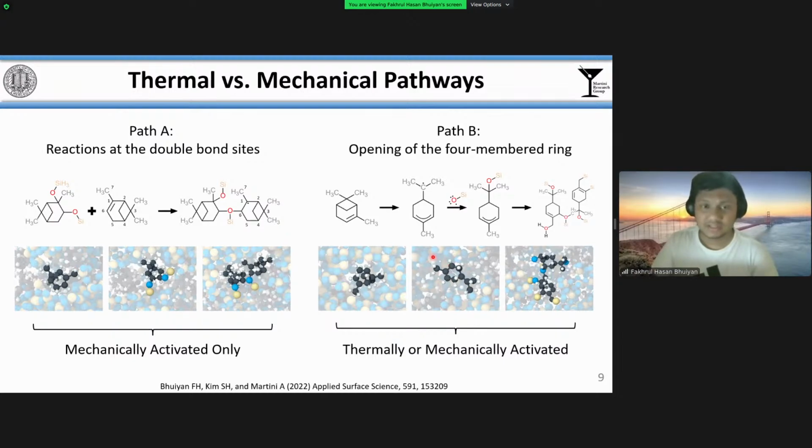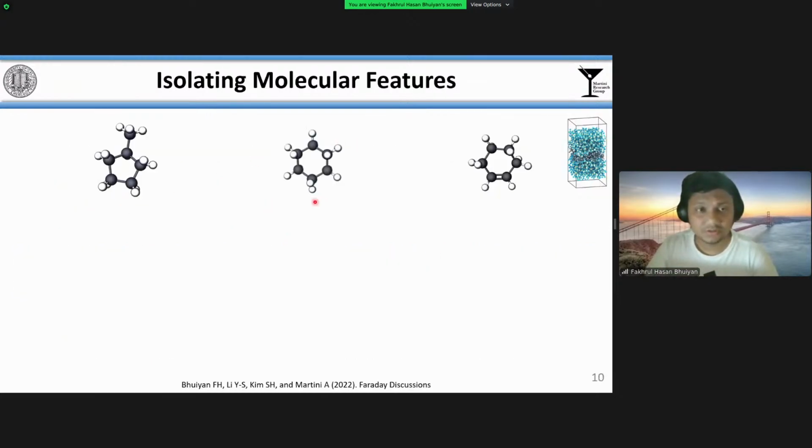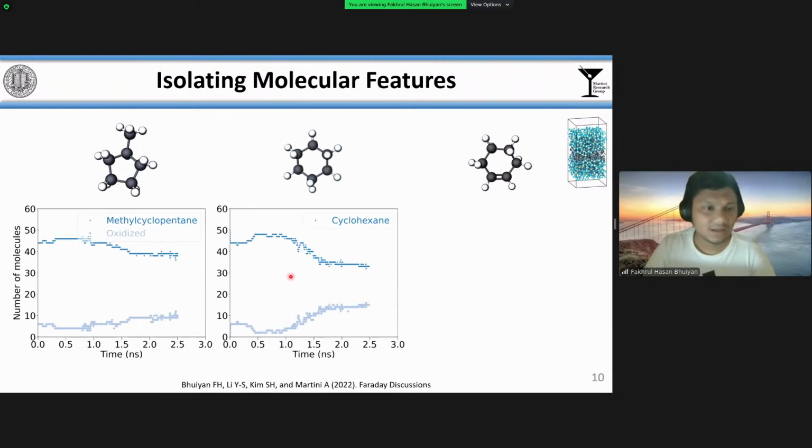To further understand the effect of different chemical features of a reactant in their mechanochemical activation, we simulated three simple organic molecules: methyl cyclopentane, which has a methyl group side chain; cyclohexane, which is a 6-carbon cyclic molecule; and cyclohexene, which is like cyclohexane but has a double bond. We compressed and sheared these molecules at a silica-silica interface and then tracked the oxidative chemisorption reactions.